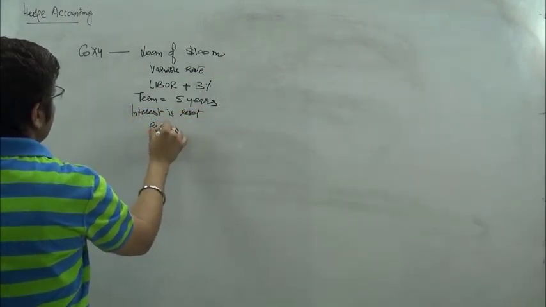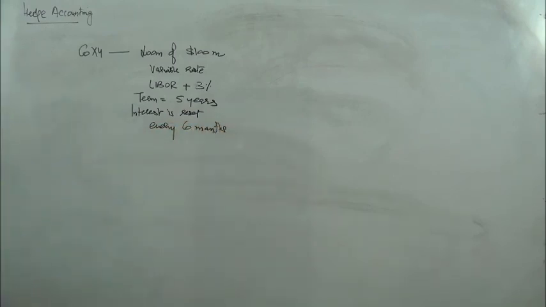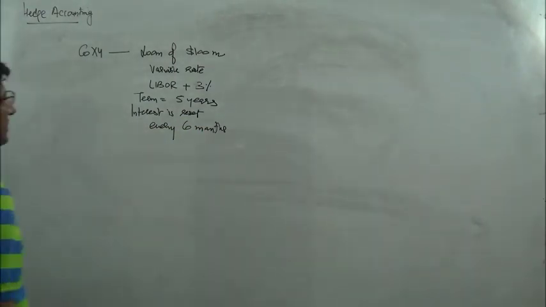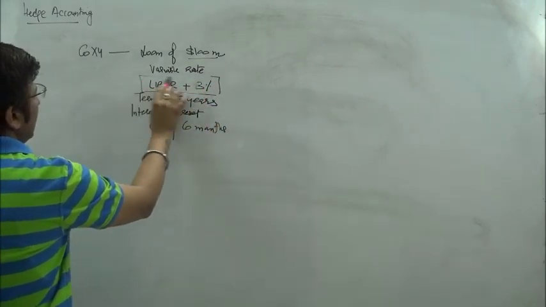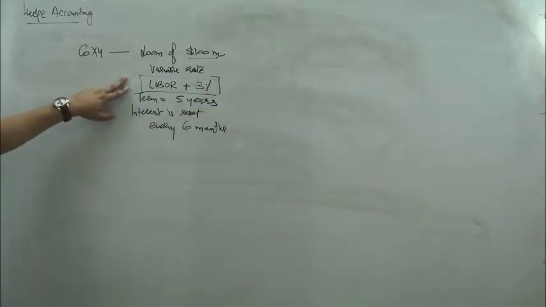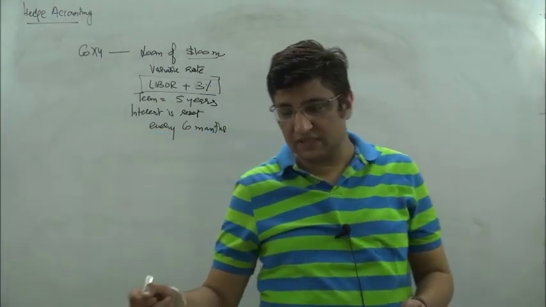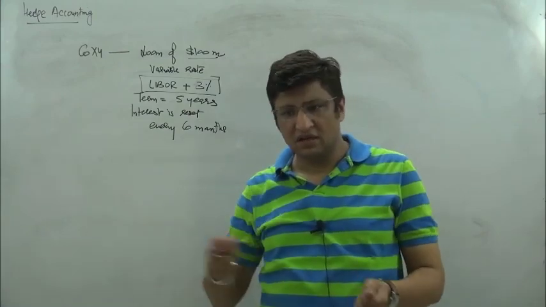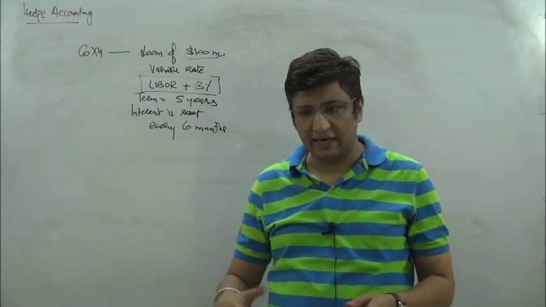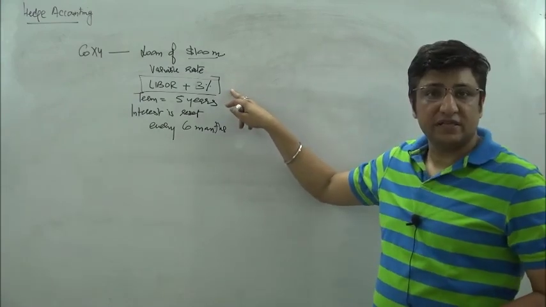Okay, and interest is reset every 6 months. So in a way what I'm trying to say is, on 100 million, every 6 months I'm going to pay LIBOR plus 3%, and this LIBOR is fixed for the next 6 months, and once those 6 months are over, the next LIBOR will be set, pre-decided as per the contract, and if the LIBOR increases, my interest obligations increase as well.